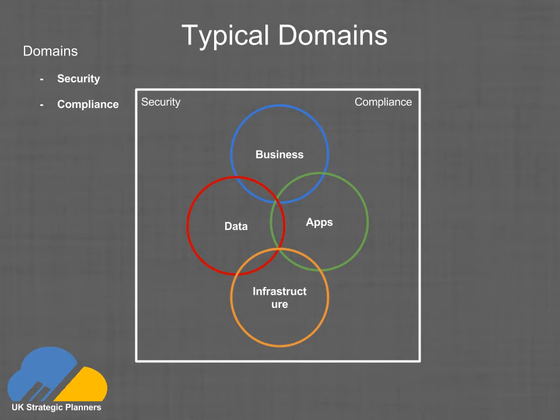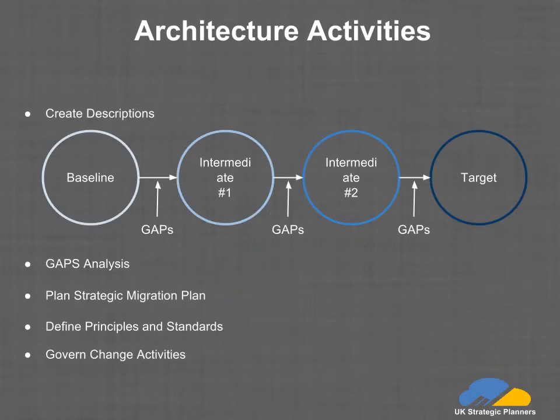Let's now talk about what architects actually do, what activities they perform. And there are various different areas that they're concerned with. First off is to create these architecture descriptions. We can have architecture descriptions for each of those individual domains, and obviously they have to be consistent and mapped to each other. Typically, if we're going to be performing any sort of change, we need to have at least 2 sets of descriptions. One is the baseline descriptions, which describes our current as-is situation, and the other is some sort of future or target set of descriptions.